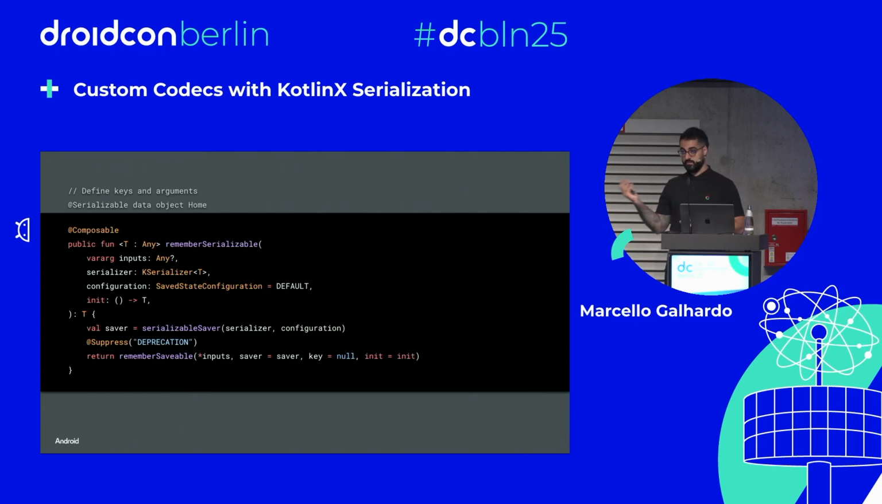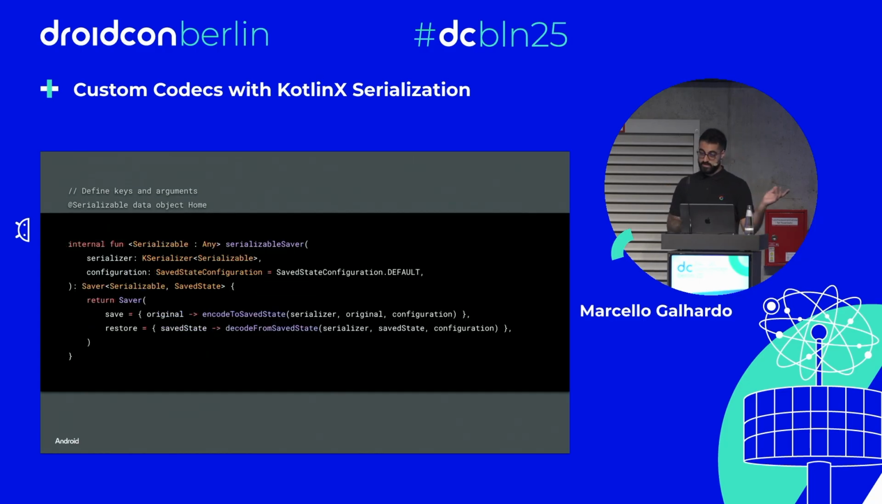It's very similar to the other rememberSaveable. And inside, we build a saver using the serializableSaver. This one is an internal function of ours, but it's very simple. And we call rememberSaveable itself, passing the saver and the init block. And that's going to give us a value remembered in Compose and saved and restored with KotlinX Serialization in case of a process death.